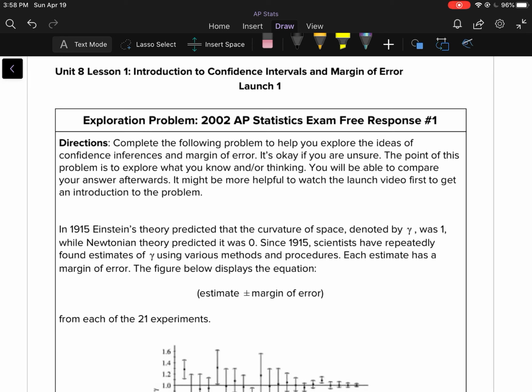So complete the following problem to help you explore the ideas of confidence intervals and margin of error. It's okay if you are unsure. The point of this problem is to explore what you know and or are thinking. You will be able to compare your answers afterwards. It might be more helpful to watch your launch video first to get an introduction to the problem.